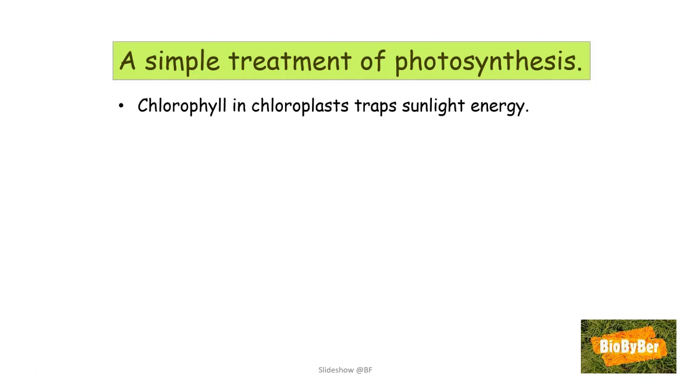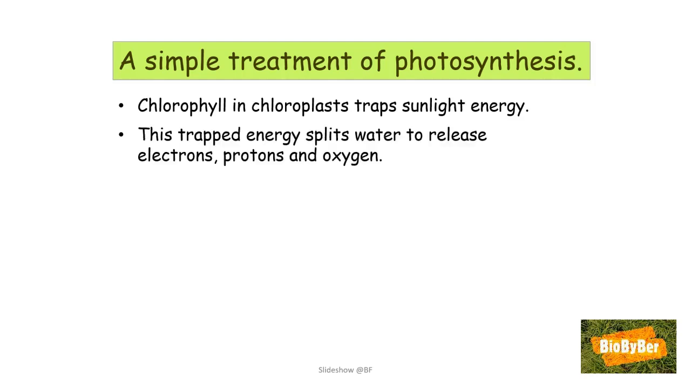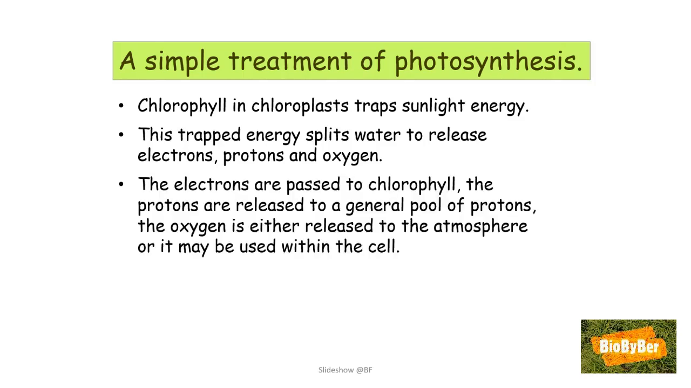Chlorophyll, the green colour, in chloroplasts, the structures, traps sunlight energy. This trapped energy splits water to release electrons, protons, and oxygen. Don't forget oxygen out. The electrons are passed to the chlorophyll. The protons are released into a general pool of protons, H pluses. The oxygen is either released to the atmosphere or it may be used within the cell.